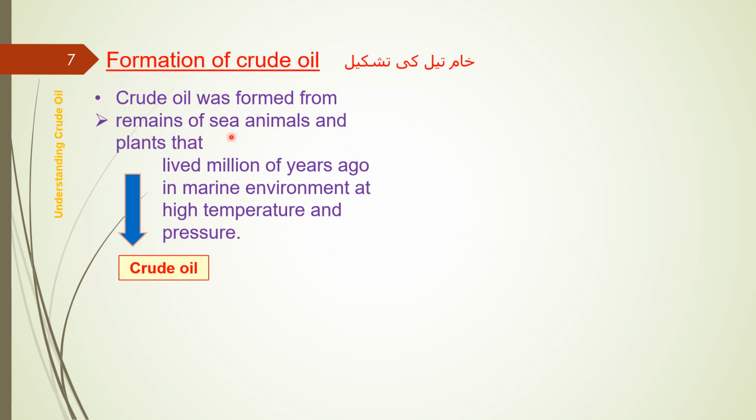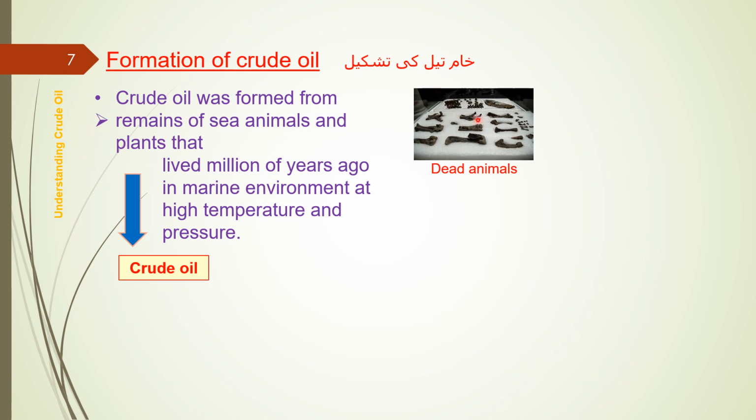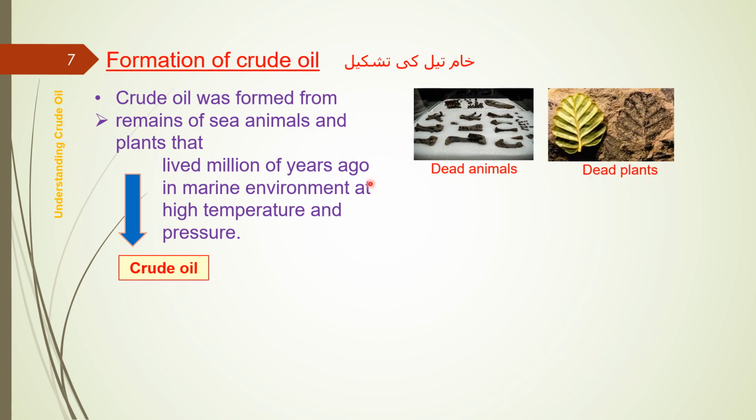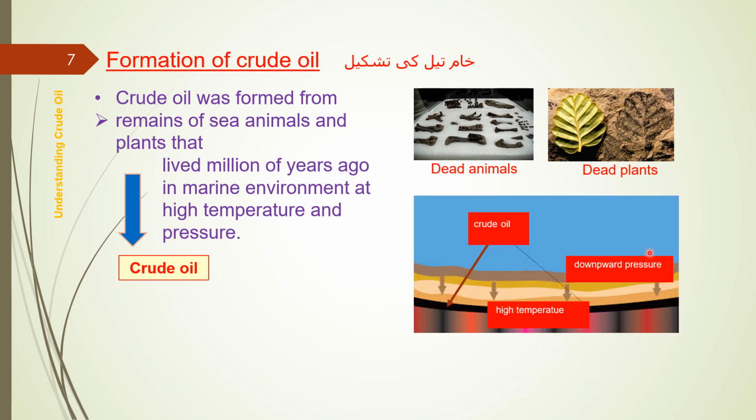Formation of crude oil. Crude oil was formed from remains of sea animals, which is shown here, and sea plants, which is shown here, and which lived millions of years ago in many environments at high temperature and high pressure. Finally these things are converted to crude oil, which is shown here as a black strip.